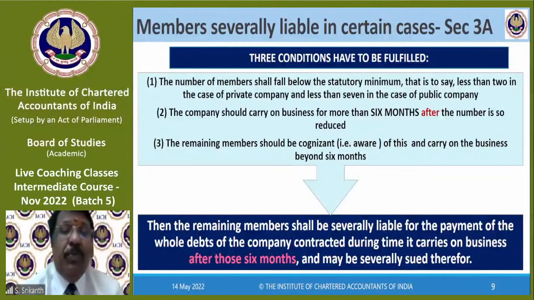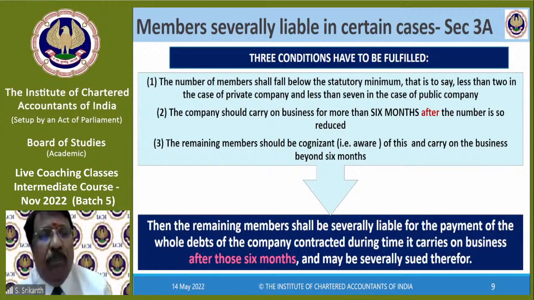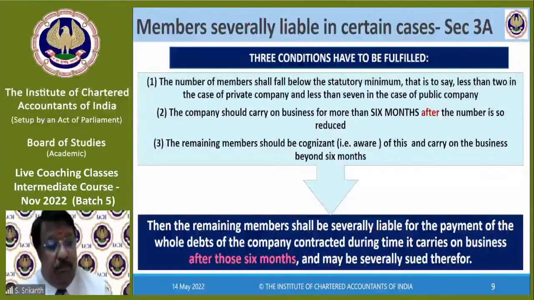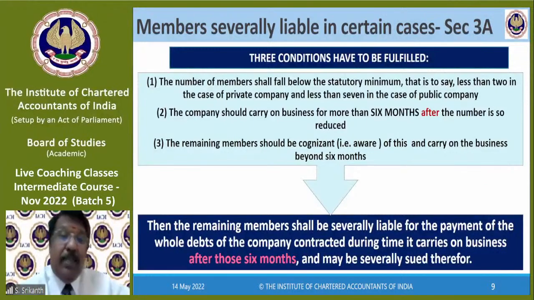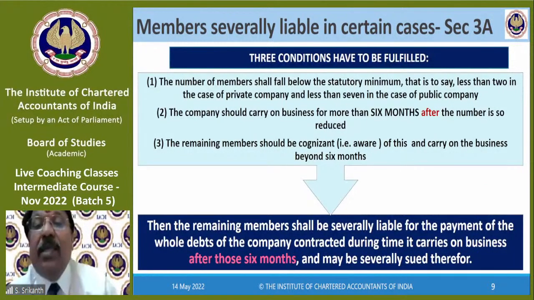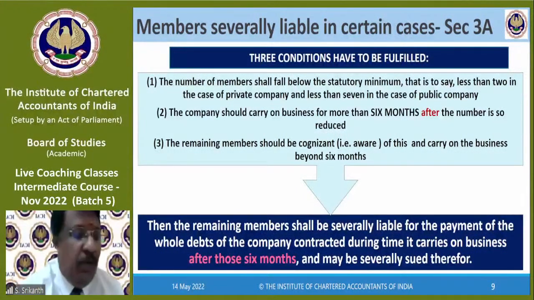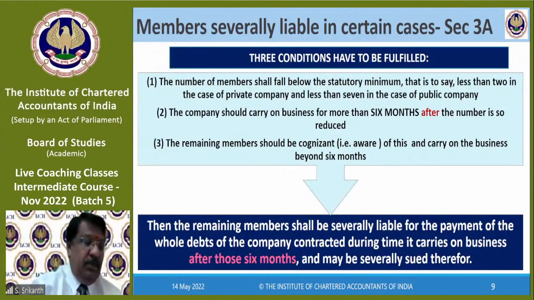One more thing, suppose there are 5 members and the amount of debt incurred after 6 months comes to 1 crore. One of them is sued. Let us say Mr. E is sued for the entire 1 crore and he pays it also. Now, can he collect it from the remaining members? Yes, he can. 1/5, 1/5, 1/5, 4 into 1/5, 4/5. He can sue the others and collect. But once he is sued, he has to pay fully. Then he can sue the others and collect it. But severally means the creditor can sue any one of them for the entire amount. That is what severally means. Okay.